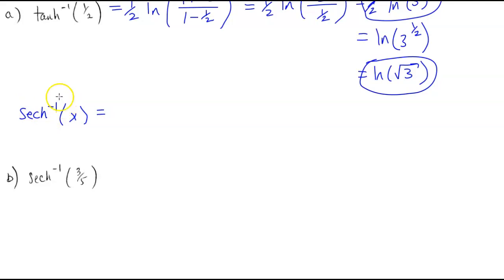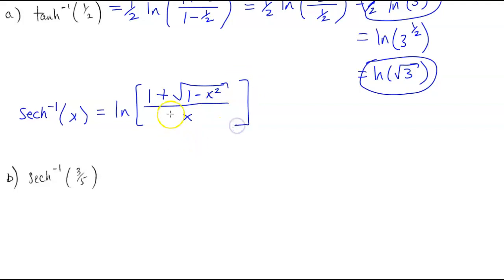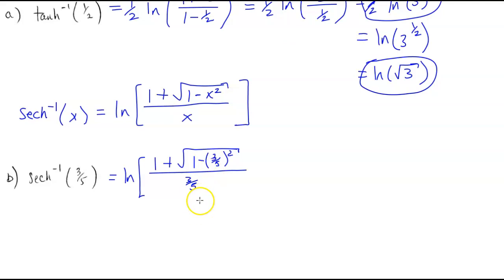And so again, just as a reference here, let's say we do Cosh inverse of x. That's just going to be natural log of 1 plus square root of 1 minus x squared, all over x. And if we apply that to what we see here, then this will be 1 plus square root of 1 minus 3/5 squared, all over 3/5. And let's try to make that fraction in the denominator look just a little bit better.